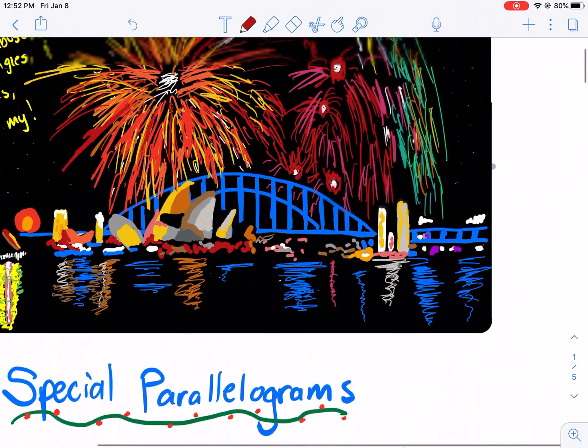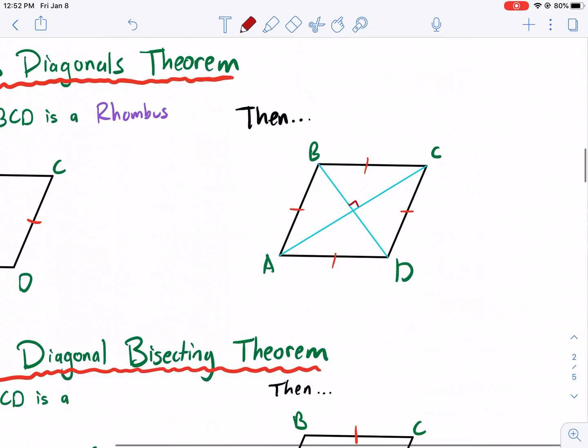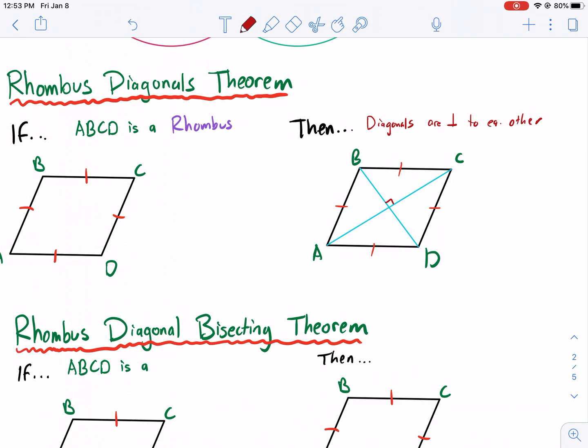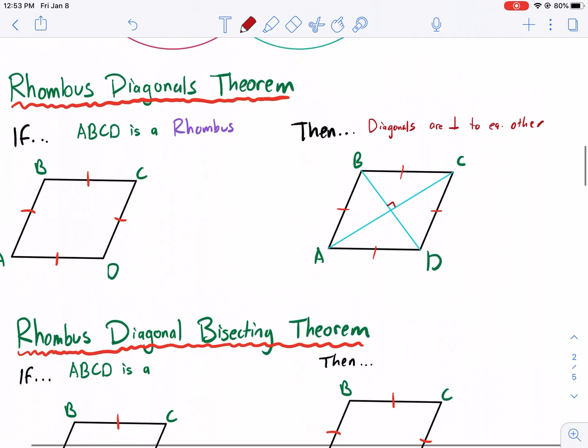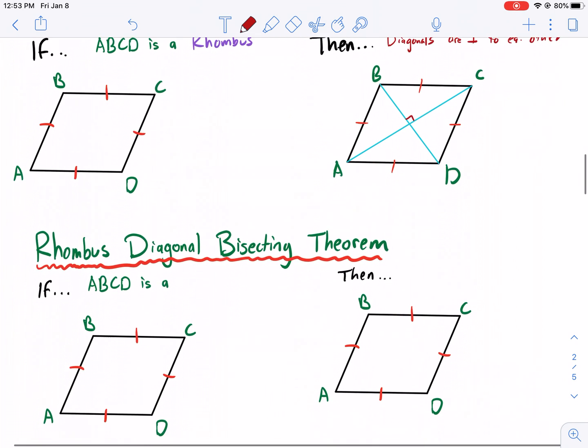So, we can say diagonals are perpendicular to each other. Okay, so that's the first property. If we have a rhombus, then the diagonals are perpendicular to each other. That is the special feature about rhombuses.